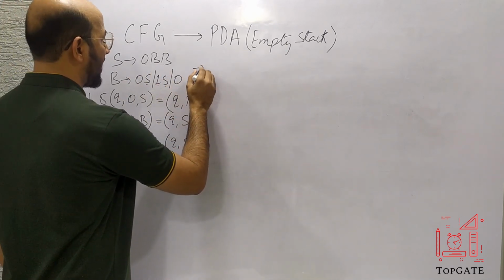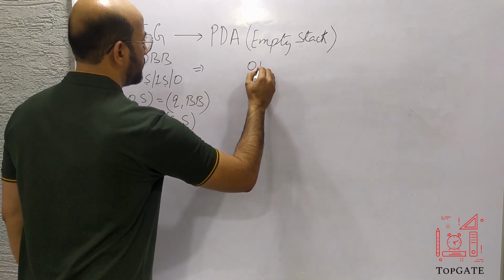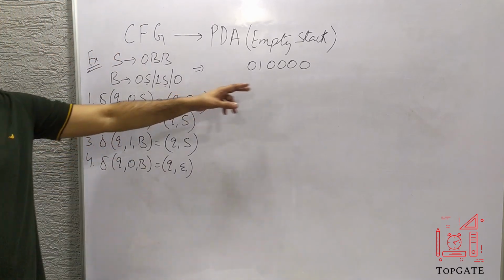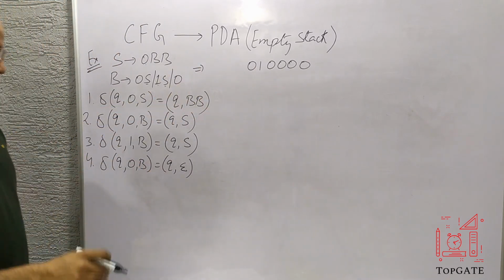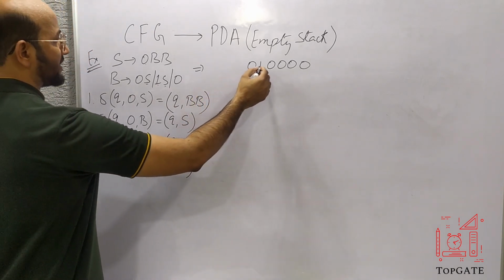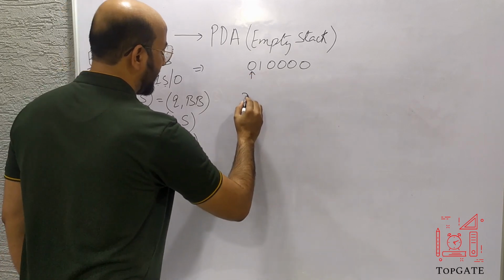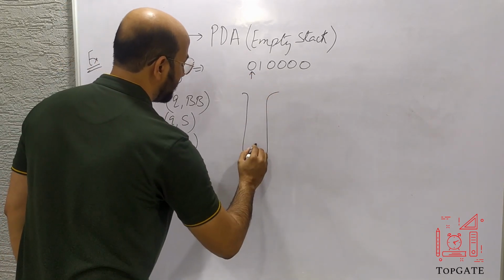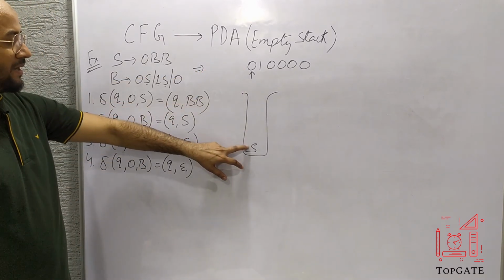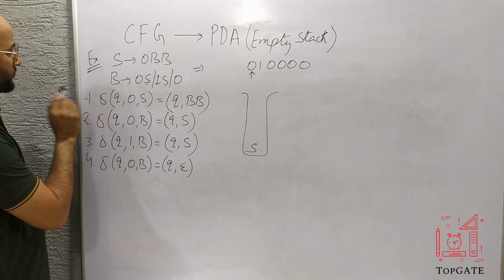A string that we can have with this one will be like 0 1 0 0 0 0. Fine. So I'll check whether it is accepted by this PDA or not. The elementary process currently is 0, and I'll make a stack here. In the stack, what we have is s initially. So the elementary process is 0, the top stack element is s. Do we have any rule for this, that is 0 comma s? So I'll use this first rule.